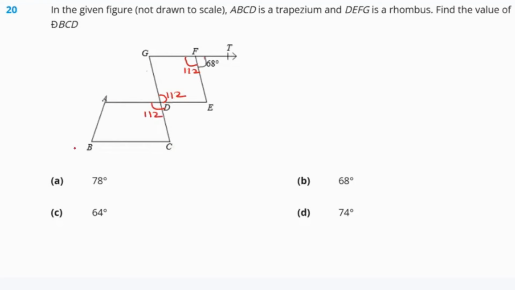The question is asking about BCD, which is this angle. And in the trapezium, we know the sum of adjacent angles is 180 degrees. So 180 minus 112, we will be getting 68 degrees. Okay, so we are getting our answer as 68 degrees. This is one method. Another method is this: if this is 112, this would be 68, and by alternate interior angles, this BCD has to be 68. So our answer is option number B, 68 degrees.